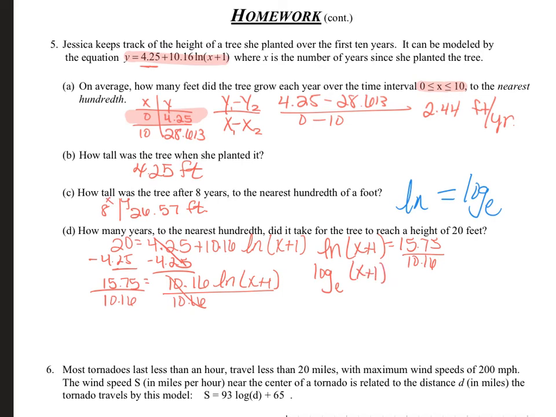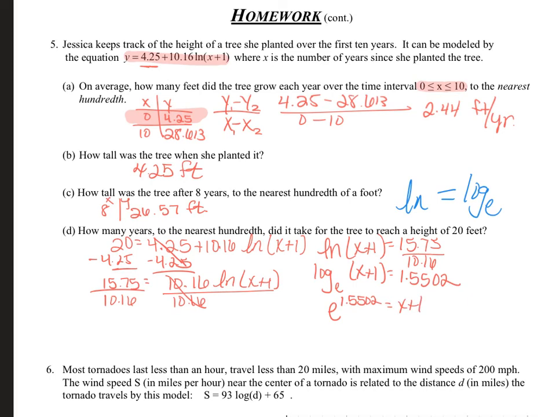X plus 1 equals, you know what, just for the sake of what we're doing, I am going to change this to a decimal. I am dividing it, 1.5502. How about that? Now, from here, I am now going to make this into an exponent. I'm going to put it in exponential form. So e to the power of 1.5502 equals x plus 1.